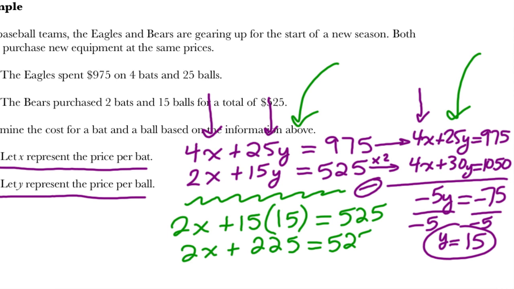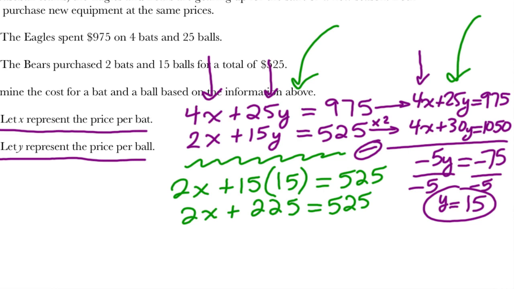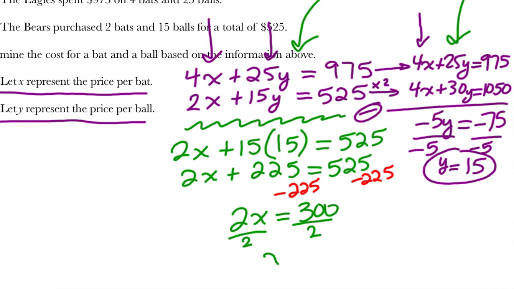And I just have to solve this just like you solve an equation. So I would want to move 225 over with the 525. So what I'm going to have to do is subtract 225 from both sides. 2x equals 300. Last step is to divide each side by 2, and x equals 150.